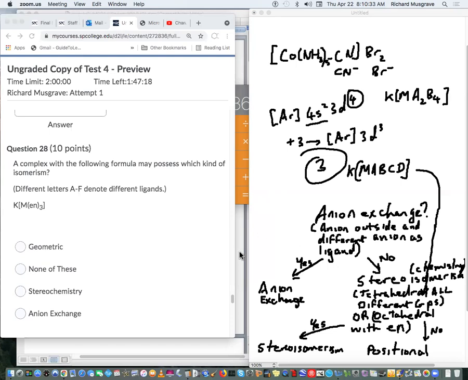All right, 5, 4, 3, 2, 1. Okay. So any other questions about this one? About the isomerism? Okay.